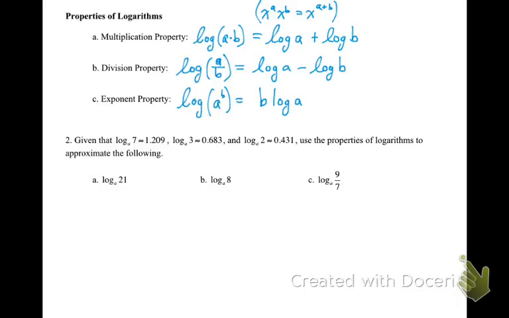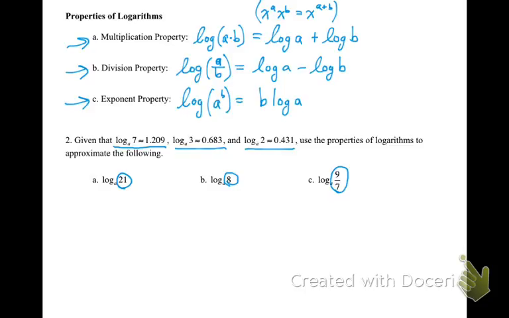In number 2, you can apply these properties to find the log of any kind of a base of a number if you know some parts of it. Because if we know log base a of 7 is 1.209, log base a of 3 is 0.683, and log base a of 2 is 0.431, all I have to do is, for each of these problems, for a, b, and c, find some way of representing those values in terms of 7, 3, and 2 with either multiplication, division, or using any kind of an exponent. So notice the exponents don't have to be a 2, 3, or 7. It could be a 4, it could be a 6.